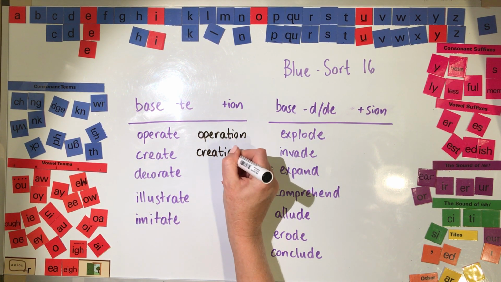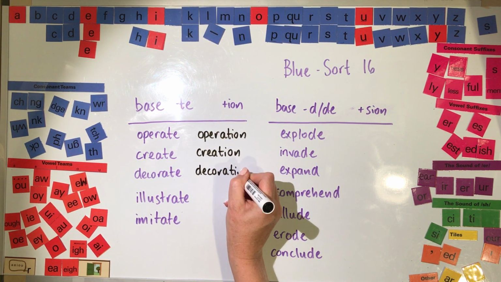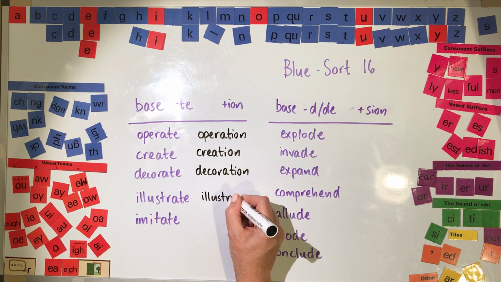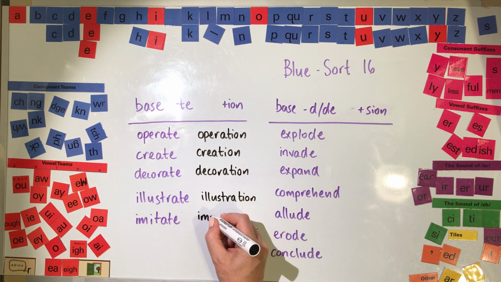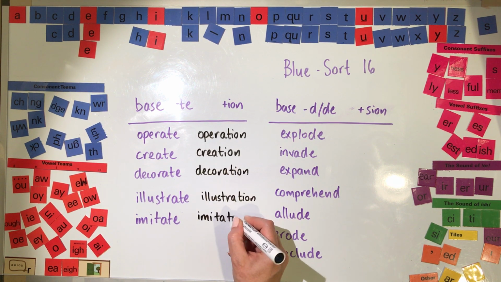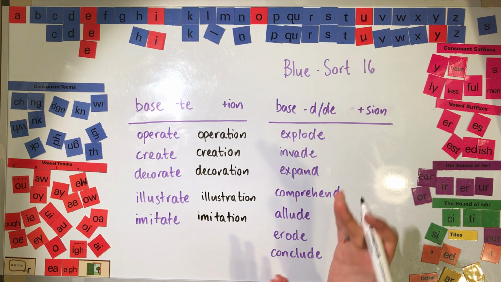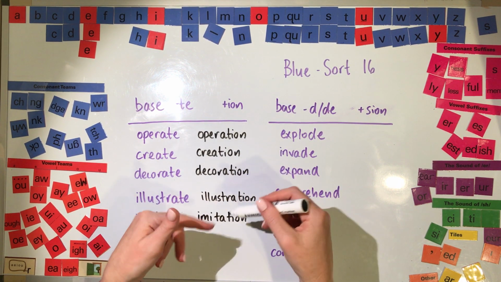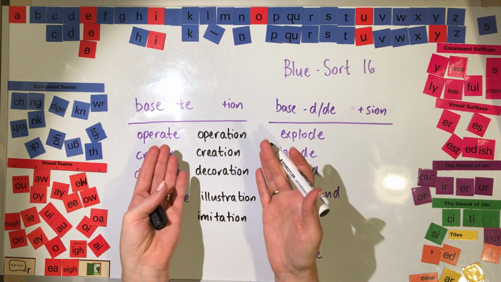creation, decoration, illustration, imitation. Okay, so as I've been mentioning in the last couple of weeks as well, you've got words now that are really complicated words. Illustration, decoration, operation, imitation. They're words that you might forgive a Year 5 student for getting wrong.